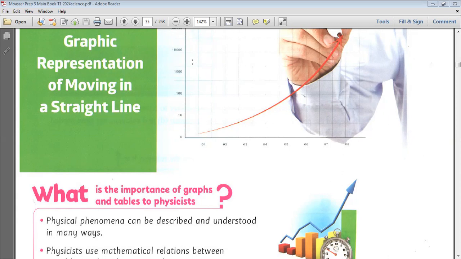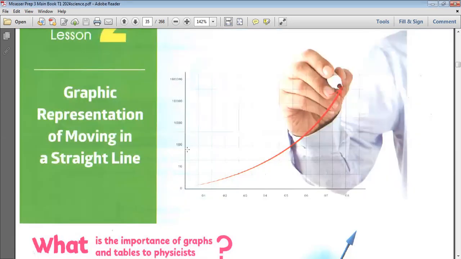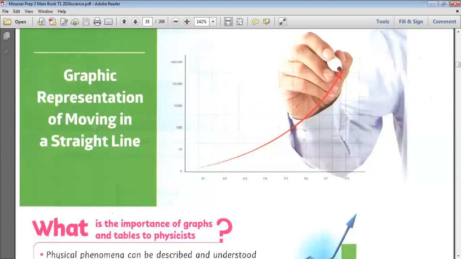Okay, what's meant by graph? In this lesson, we will draw a graph. A graph means we will draw two axes, x axis and y axis. In our lesson, we will draw a graph that represents motion, or moving in a straight line.